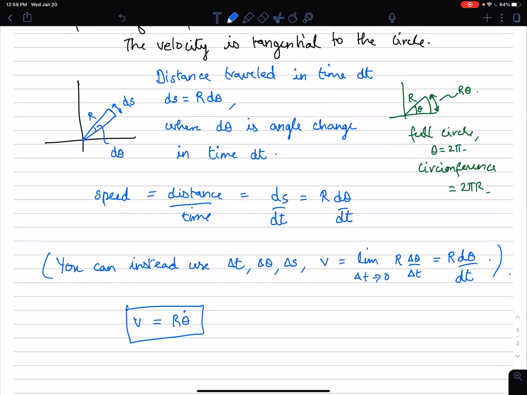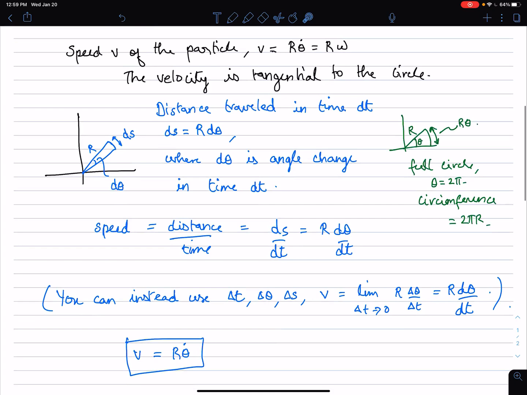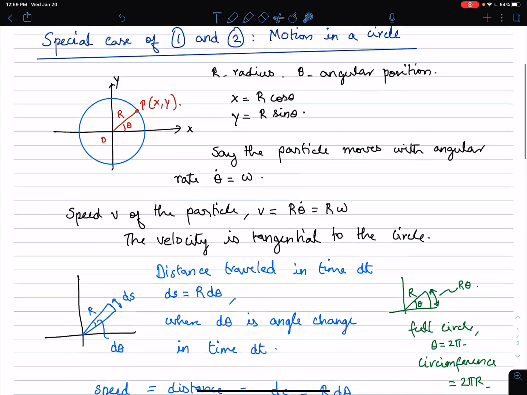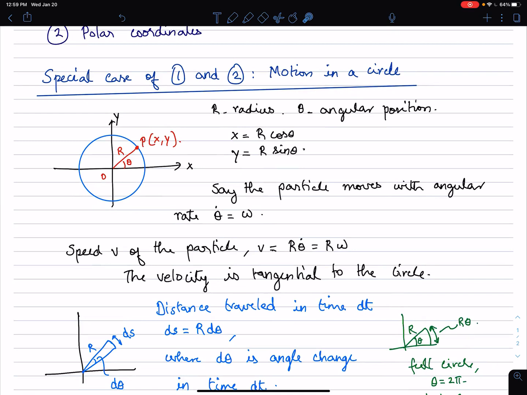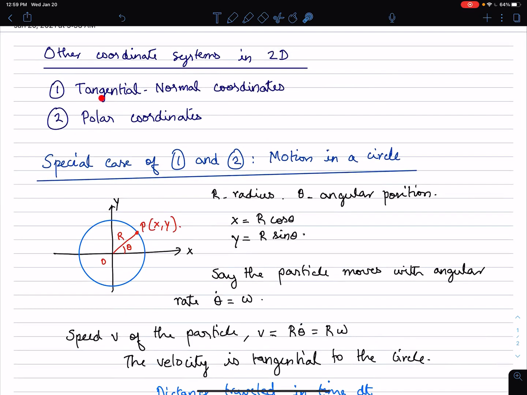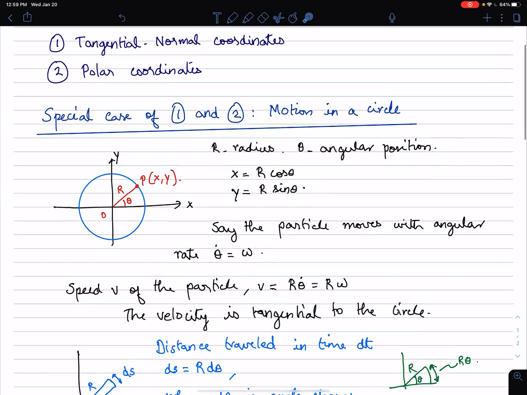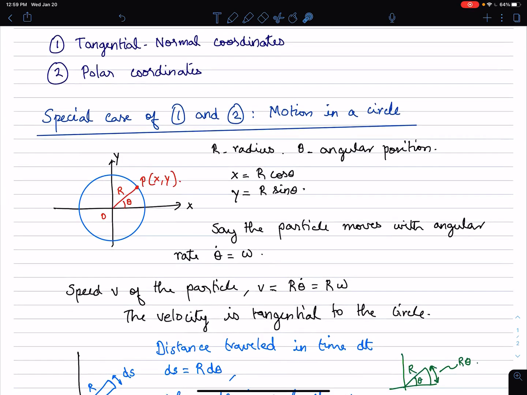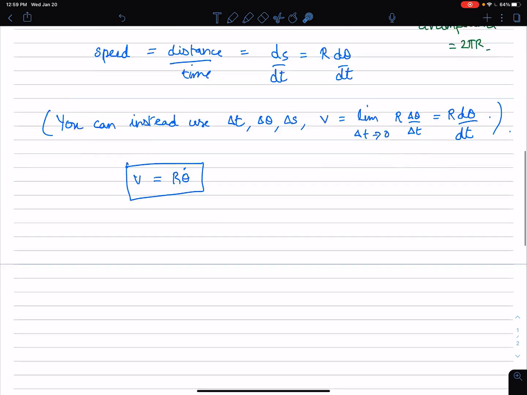What's next? The next thing that we want to do is define coordinate systems. We're going to define a coordinate system that is, like we said, a special case of both tangential normal and polar coordinates. We're going to use the notation of polar coordinates for now. So what's a coordinate system?